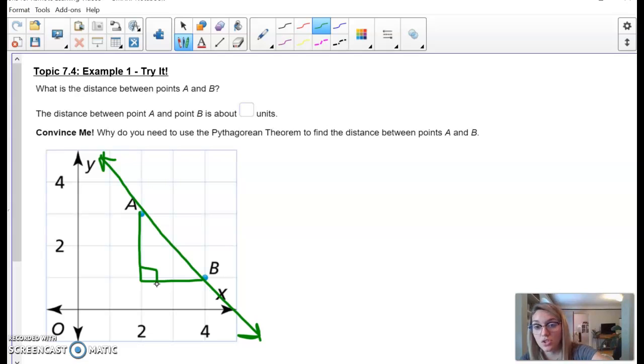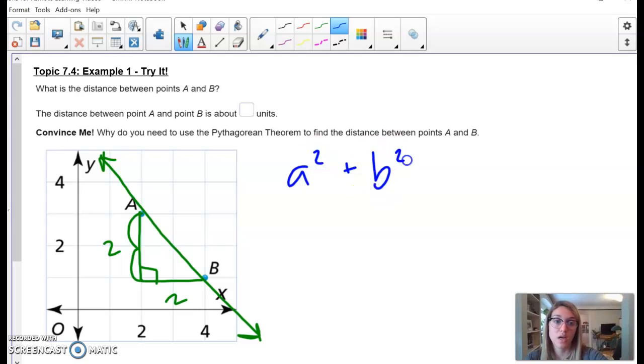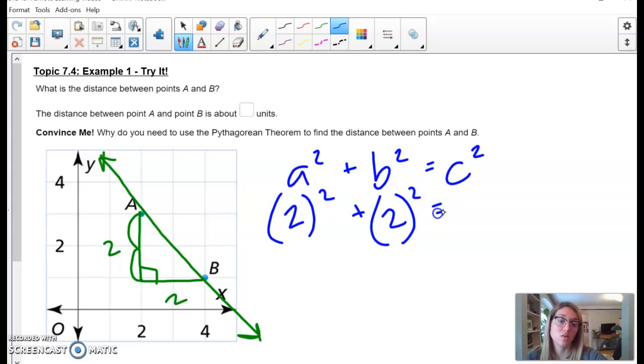So I know this length is 2, because we go 1, 2. And I know that this length right here is 2 also for the same reason. So in order to figure out what the hypotenuse is of this right triangle, I'm going to use the Pythagorean theorem, which is a squared plus b squared equals c squared. So for a, I'm going to use one of my side lengths, 2 squared, plus for b, I'm going to use the other side length, and that's going to equal c squared.